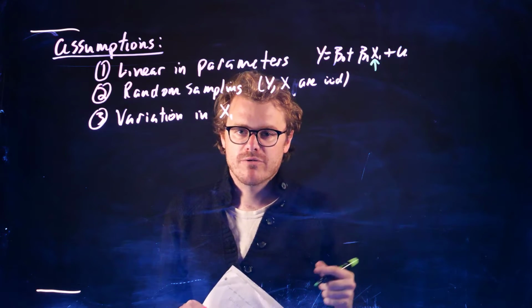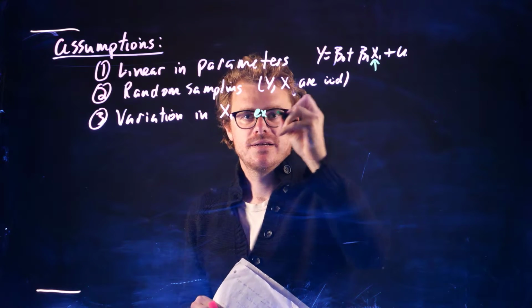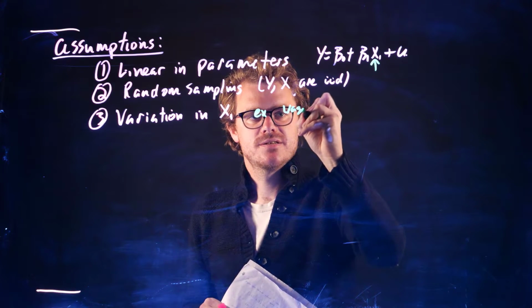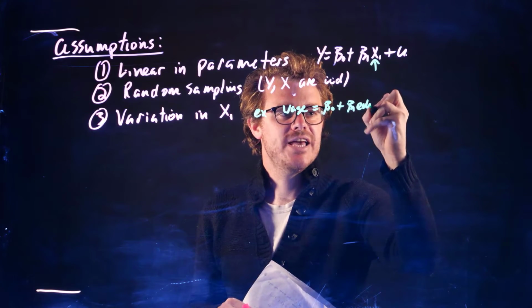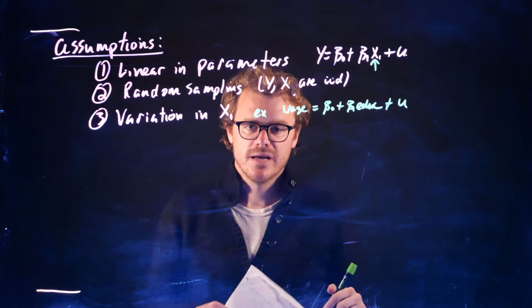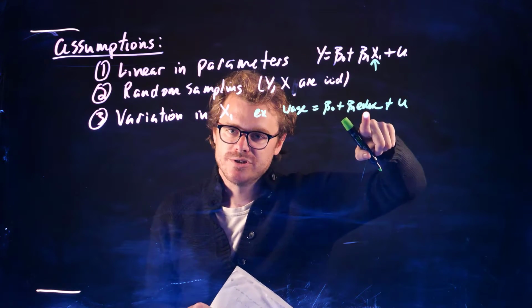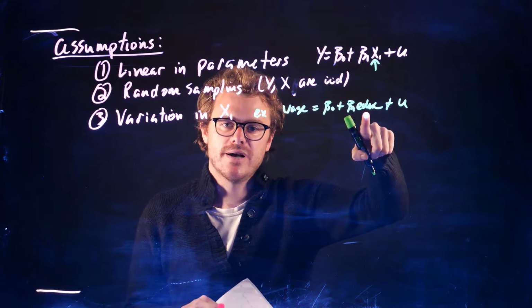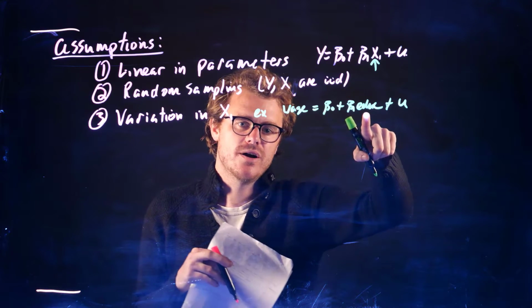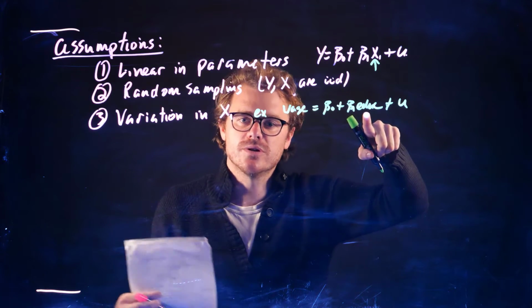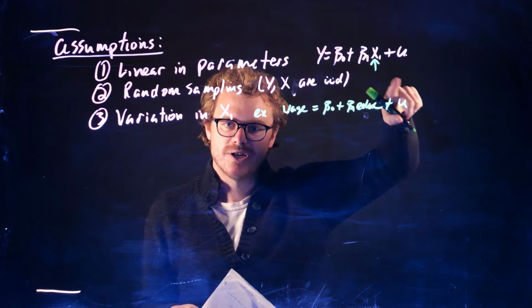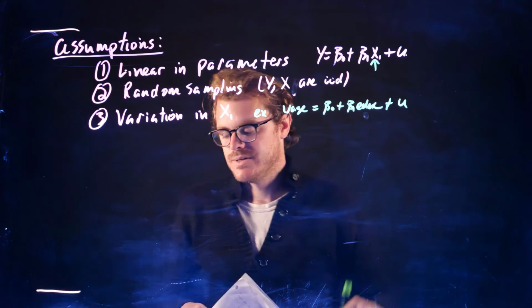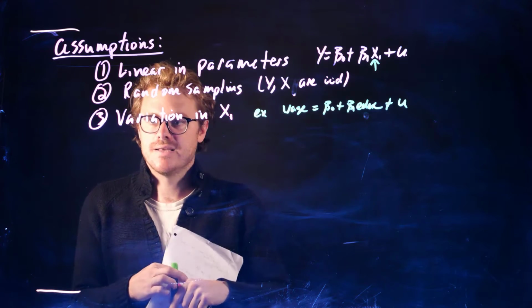Like we couldn't run a regression if we had wages equals beta 0 plus beta 1 education plus U, and every person in our sample just had 12 years of education, like they just finished high school or something like that. Then we couldn't estimate this relationship. So that's the third assumption.